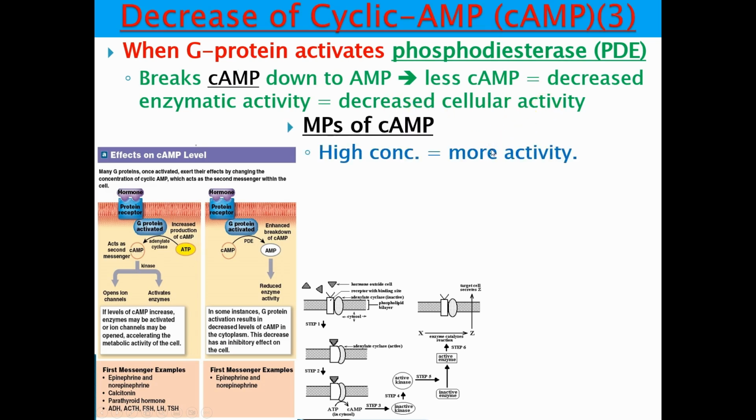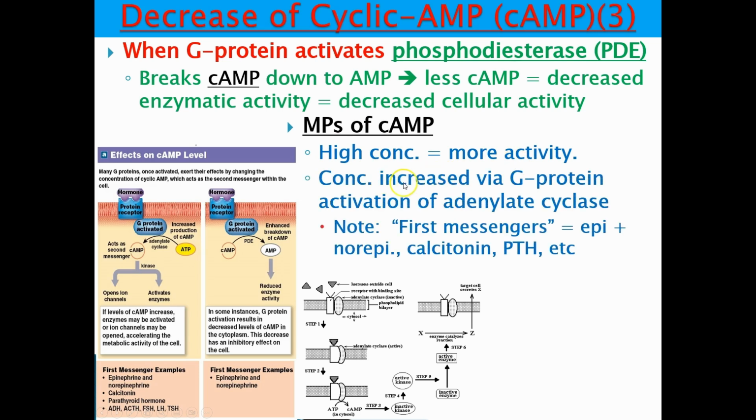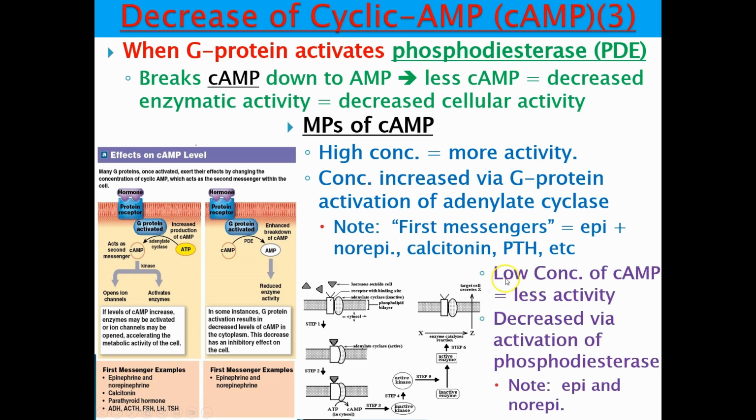All right. And so the main points of cAMP: if you have high concentrations, you have more activity. Concentration is increased when the G protein activates adenylate cyclase. All right. First messengers, epinephrine, norepinephrine. You have calcitonin, PTH. You can see all of those down there. And then notice low concentrations of cAMP lead to less activity. The decrease is occurring via the activation of phosphodiesterase, and notice epinephrine, norepinephrine represent that as well.